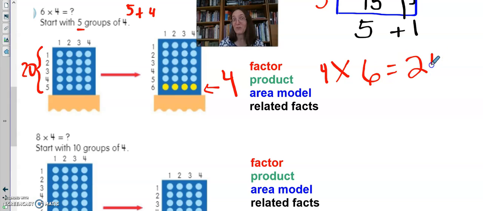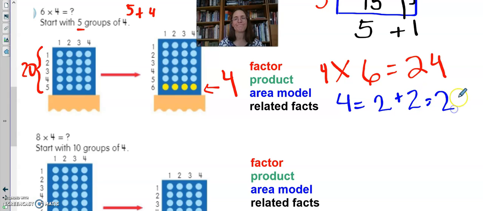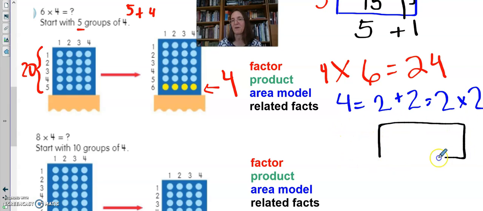Now, the book won't show you this way. There's another way to think about this that I think is really great, because you are very familiar with the fact that 4 is the same as 2 plus 2, and that means that is also equal to 2 times 2. This special relationship can really help us to get around problems like 4 times 6. And to help us with that, I'm just going to draw my quick area model here.